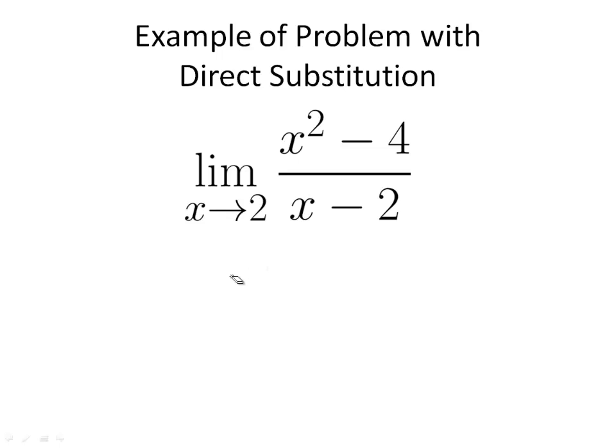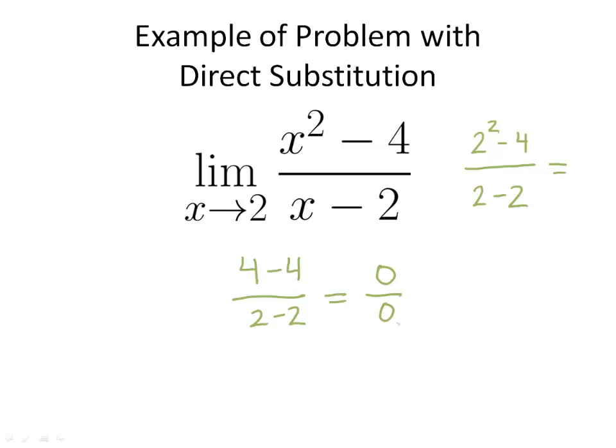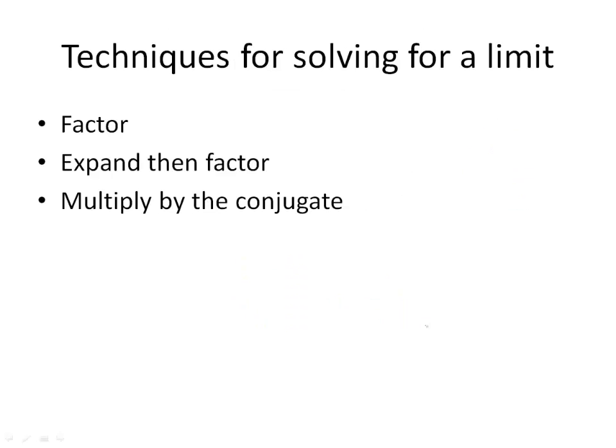If we plug in 2 here, 2 squared minus 4 all over 2 minus 2. 2 squared is 4 minus 4 all over 2 minus 2, we're going to get 0 over 0. Right? We can't do that. So there's a problem. So how do we fix it? There's 3 different techniques for solving for a limit. We can factor, we can expand and factor, and we can also multiply by the conjugate, which we'll cover later.